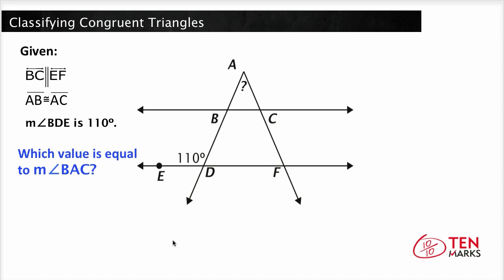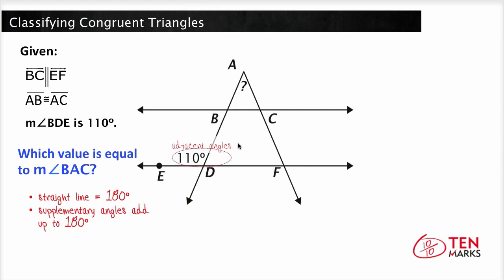Now, recall that a straight line measures 180 degrees. Look at line EF. Here we're given that angle BDE is 110 degrees. This angle and the angle right next to it are called adjacent angles. They're supplementary, which means that they add up to 180 degrees. So to find this missing angle, we just have to subtract 110 from 180. So 180 minus 110 is 70 degrees.